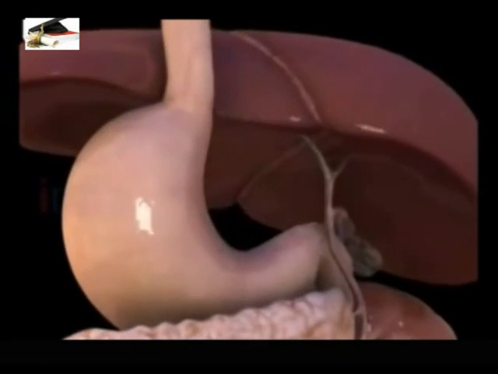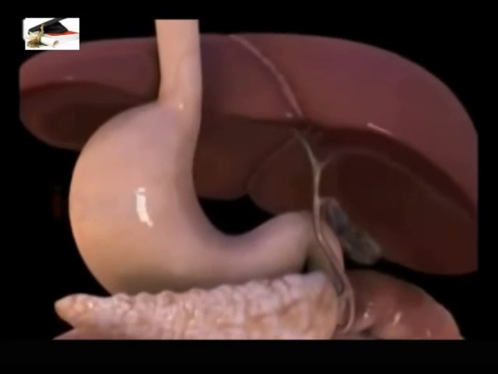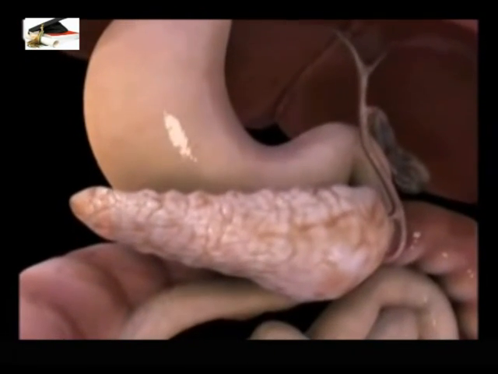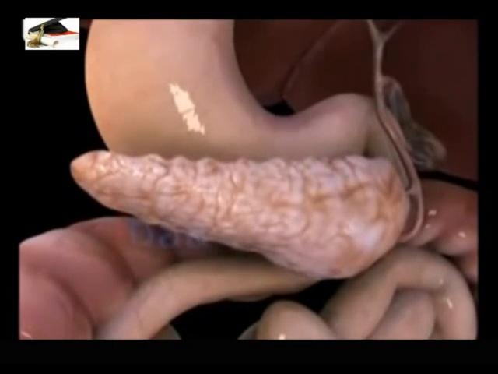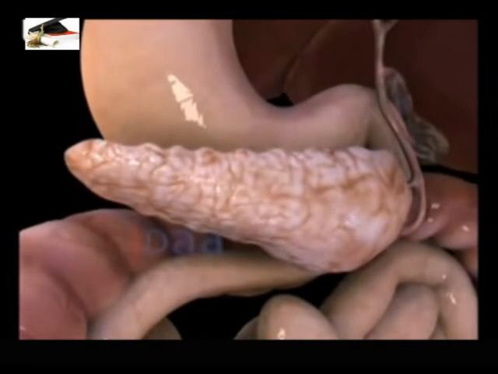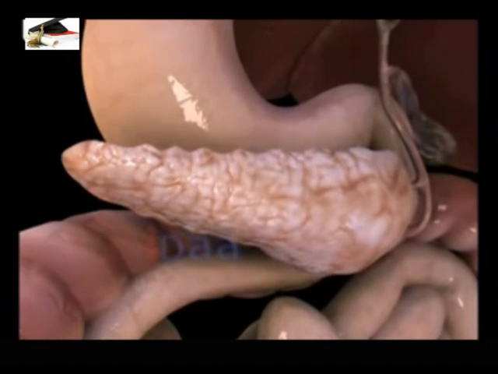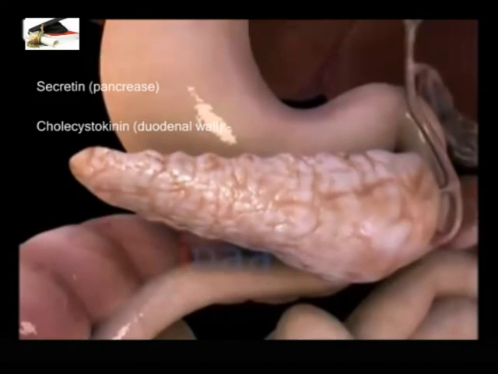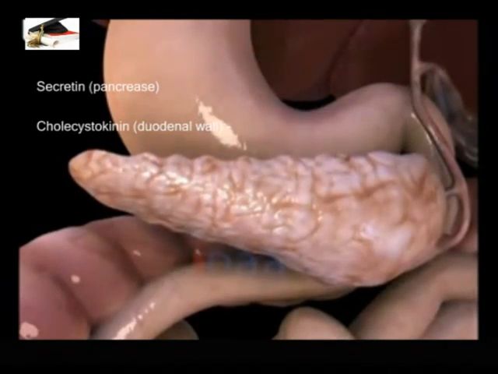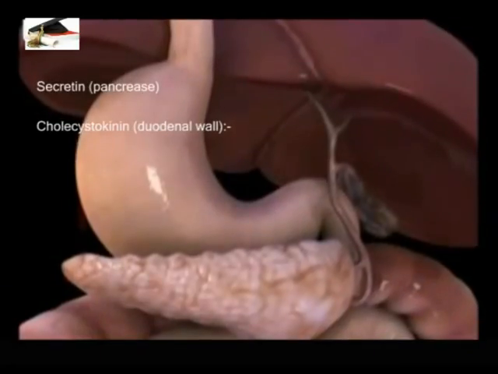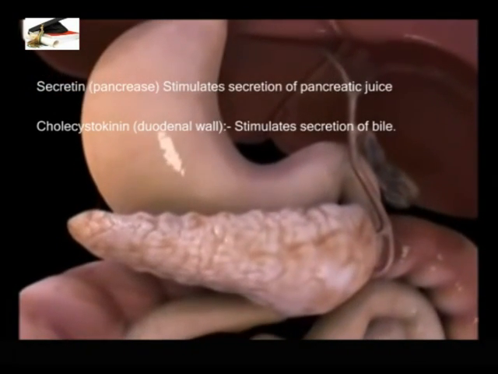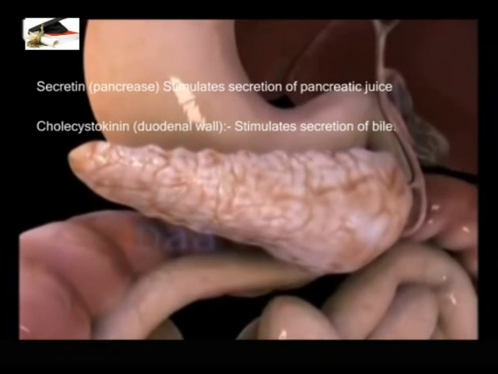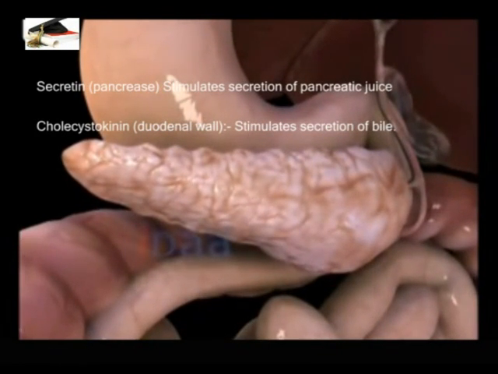The pancreas lies just below the stomach. It is a thin, flat, cream-colored gland. It plays two major roles: secretion of hormones and secretion of digestive juices. The arrival of food into the duodenum stimulates secretion of the hormone secretin from the pancreas and cholecystokinin from the duodenal wall. Secretin stimulates the secretion of pancreatic juice into the duodenum, whereas cholecystokinin stimulates the secretion of bile from the gallbladder.